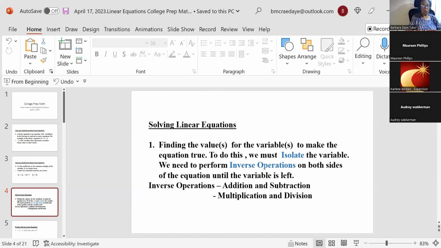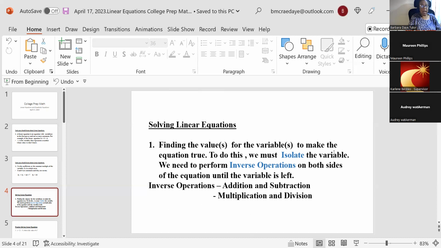And what those are, when you pair these up, are inverse operations: addition and subtraction. That means if you're adding something, you need to subtract it to combine it. And multiplication and division is the other set of inverse operations. So if you're multiplying, then you need to do the opposite, which is dividing. And that's very important because that's what you must do to solve these linear equations, right?